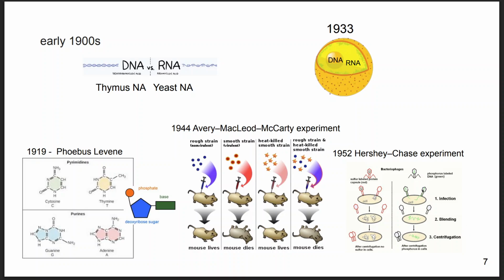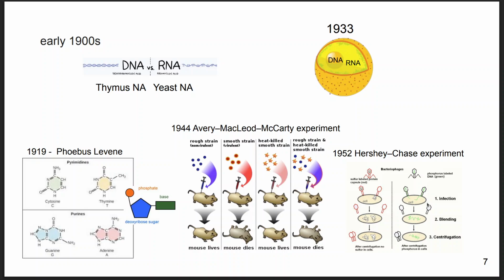And then they alternatively labeled phosphorus of DNA in bacteriophages, and they spotted that DNA is being injected into the infected cells. And this was a clear communication that actually DNA is responsible for the replication of viruses, and it means that DNA is actually a storage of genetic information.